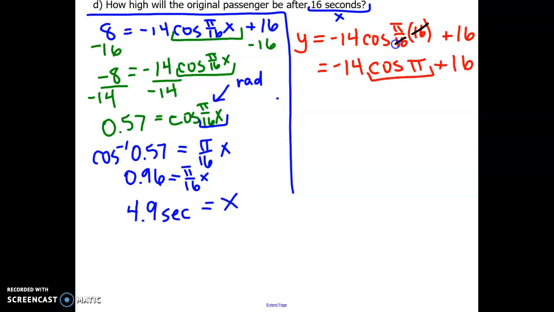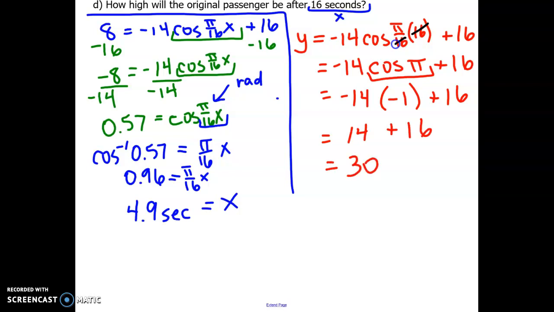Now you guys, what is cos at pi? Look on your circle. What is cos at pi? 180. What is cos at pi? Negative 1. Yep, negative 1. So you can type cos pi into your calculator, and you'll get negative 1. So minus 14 times minus 1 is going to be a positive 14, plus 16 equals 30.